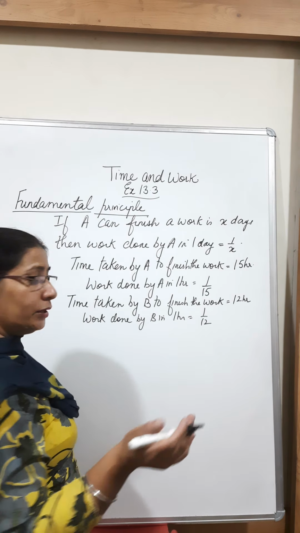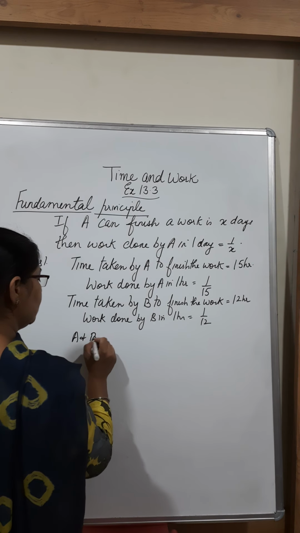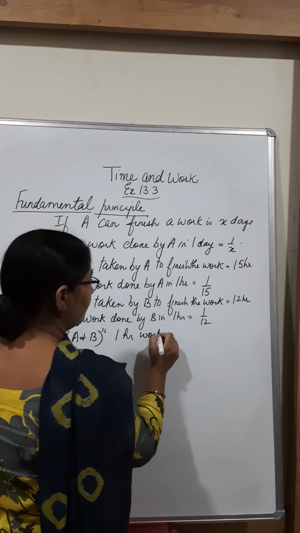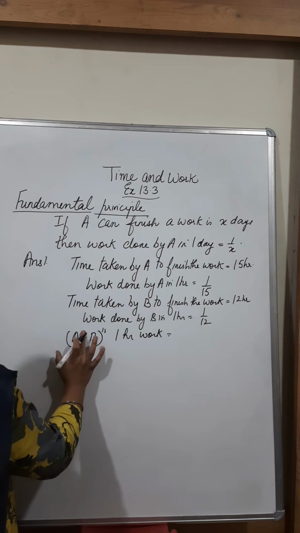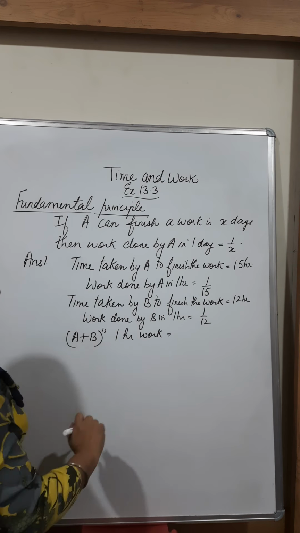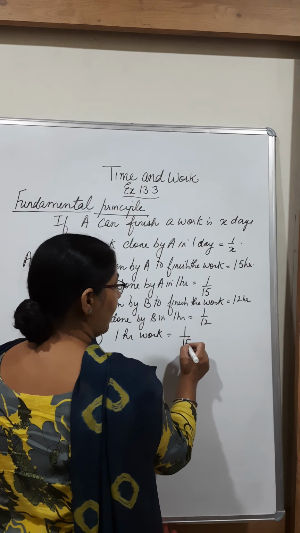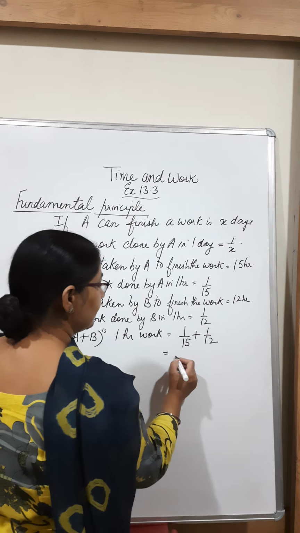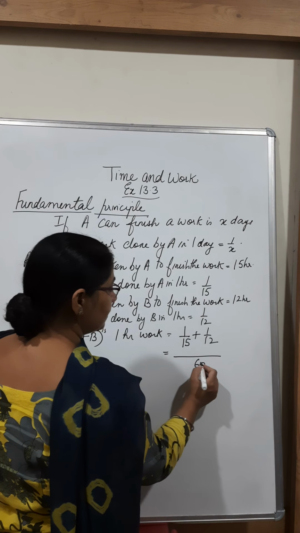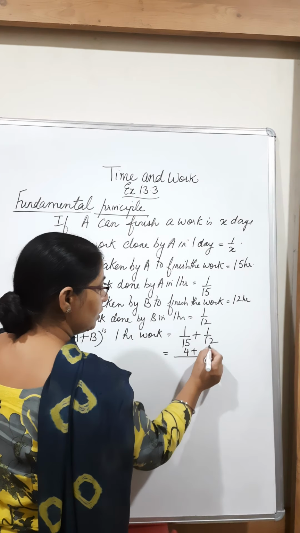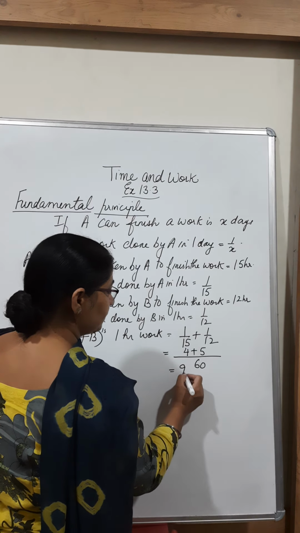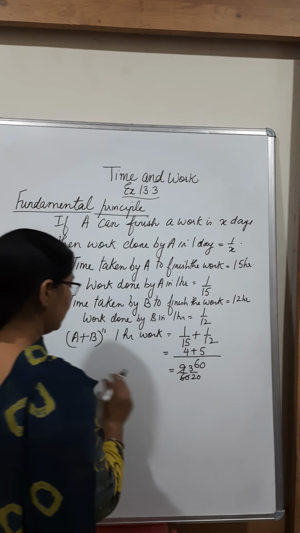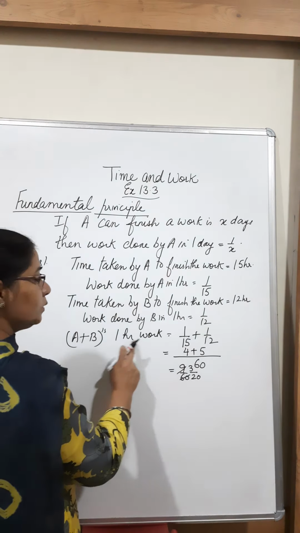Now, what are they doing now? A and B are together doing the work. So A and B's 1 hour work. If they work together, then A plus B's 1 hour work, what you will do? You will add the 1 hour work of A with the 1 hour work of B. Now you will take the LCM. The LCM of this is equal to 60. 15 4s are 60. 12 5s are 60. So this becomes 9 over 60. Now on the table of 3, 3 3s are 9, 3 20s are 60. Now what is this? This is A plus B's 1 hour work.